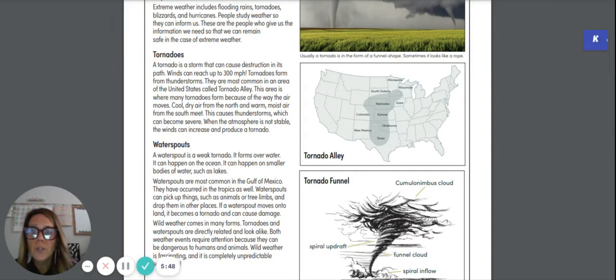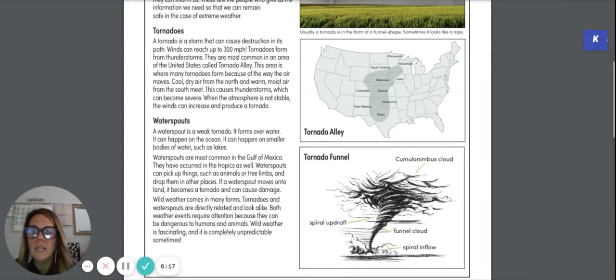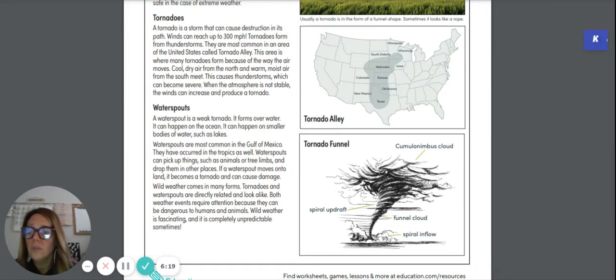Okay, and so tornadoes. A tornado is a storm that can cause destruction in its path. Winds can reach up to 300 miles per hour. Tornadoes form from thunderstorms. They are most common in an area of the United States called Tornado Alley. This area is where many tornadoes form because of the way the air moves. Cool, dry air from the north and warm, moist air from the south meet. This causes thunderstorms, which can become severe. When the atmosphere is not stable, the winds can increase and produce what's called a tornado.